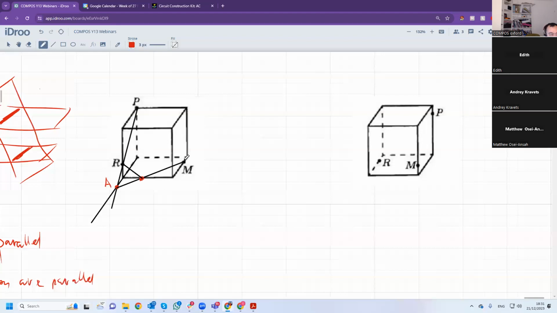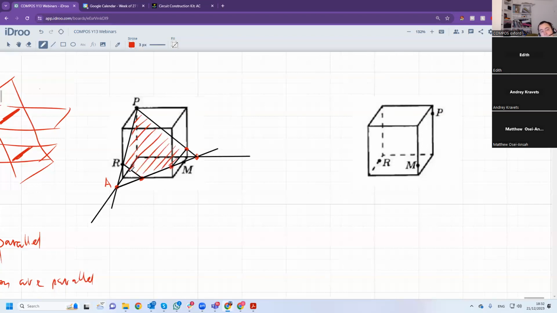And now we need to find where we can extend this line. We can extend AM, and this is where AM meets the back plane here. And that means you go through here. Now you can construct the cross-sectional plane. Here it is, and this is the shape.